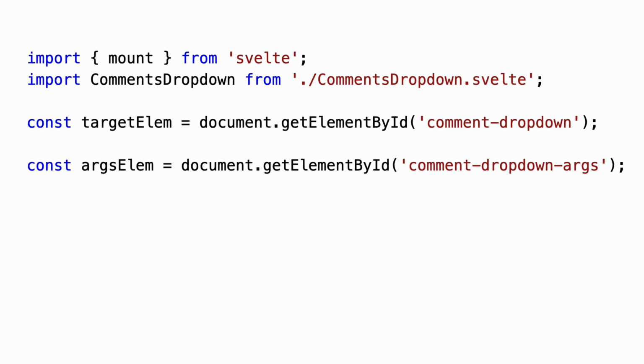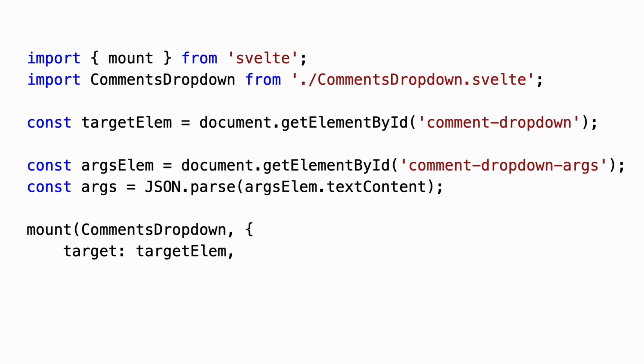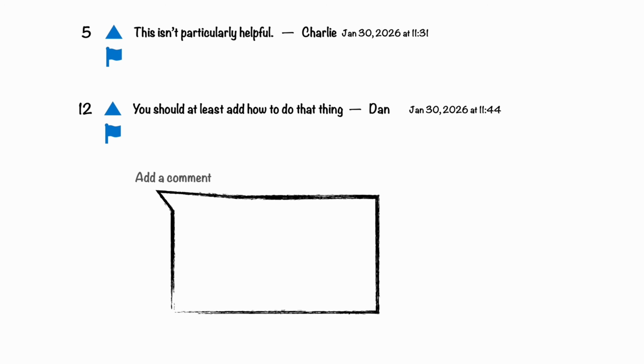We also get the arguments, and we pass them, they're JSON. So now we have a JavaScript object that is our arguments. And then we call that mount function. We pass it our comments dropdown. We tell it the target. So go and render the dropdown into our empty div with these properties. So that's what the browser executes. And now, hooray, the dropdown box is going to appear on the page.